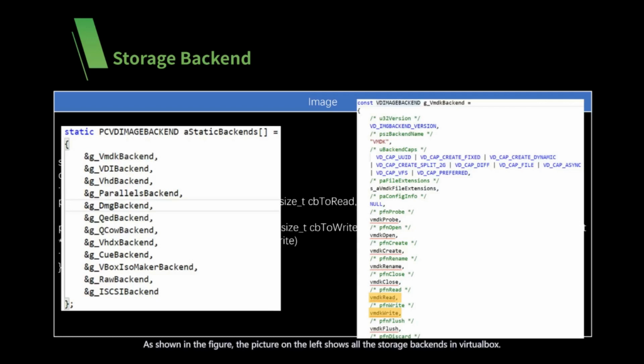As shown in the figure, the picture on the left shows all the storage backends in VirtualBox. They represent different disk image file formats. The picture on the right is the storage backend structure of VMDK. It contains various callback functions for this type of image.